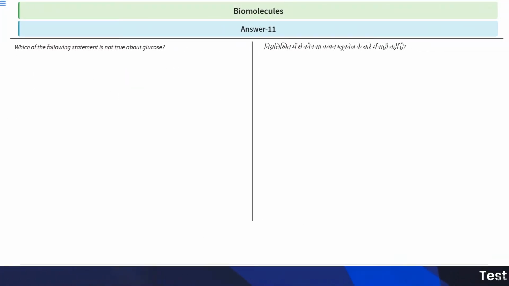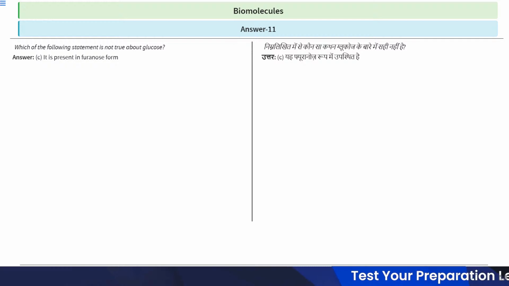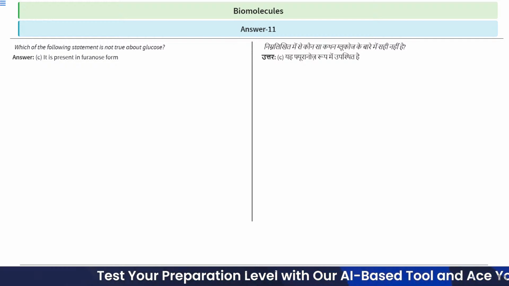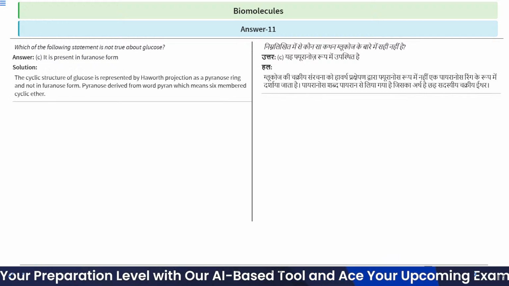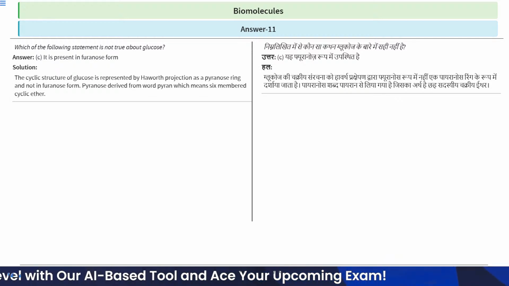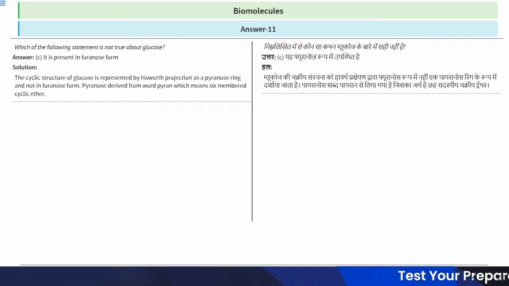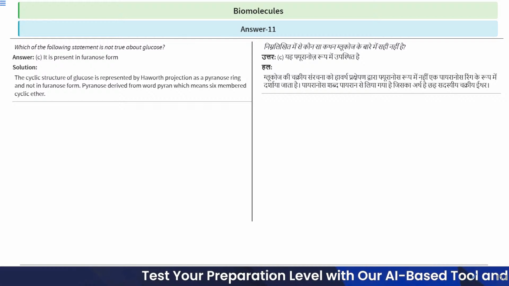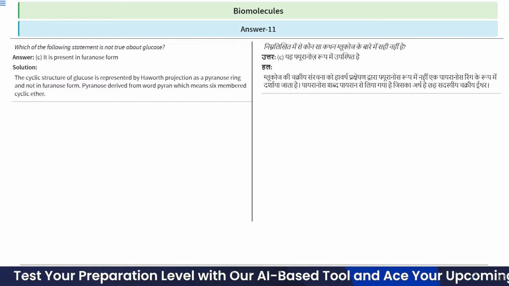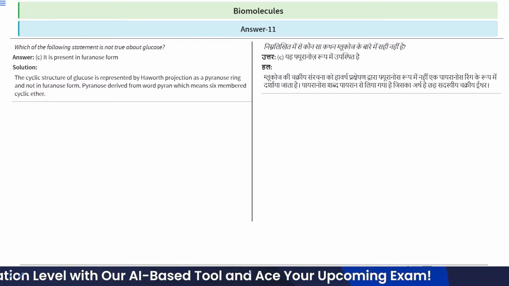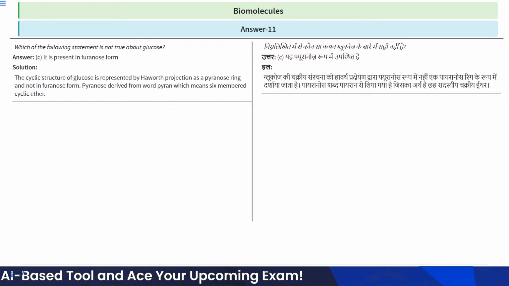So the correct answer for the given question is option C, that is, it is present in furanose form. The cyclic structure of glucose is represented by the Haworth projection as a pyranose ring and not in the furanose form. So glucose has a cyclic structure which is represented by the Haworth projection as a pyranose ring, not in furanose form.